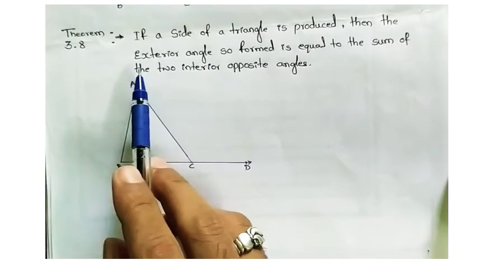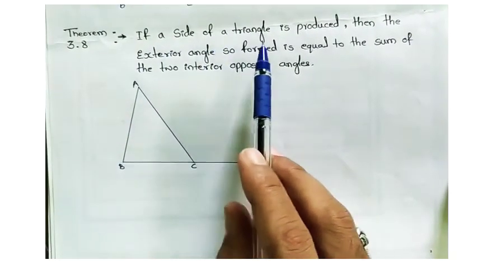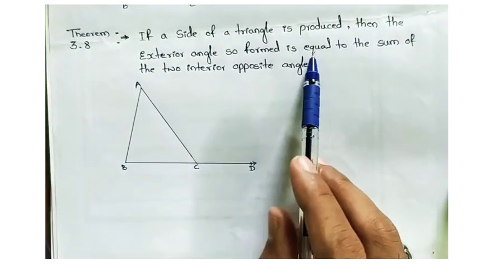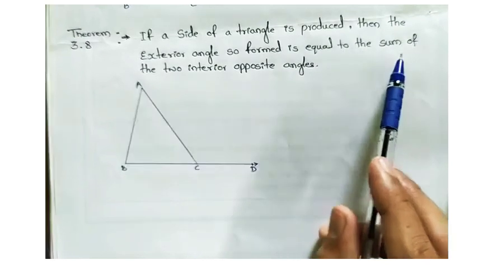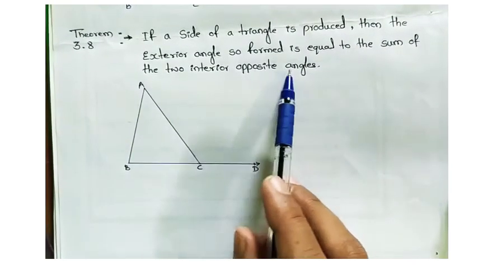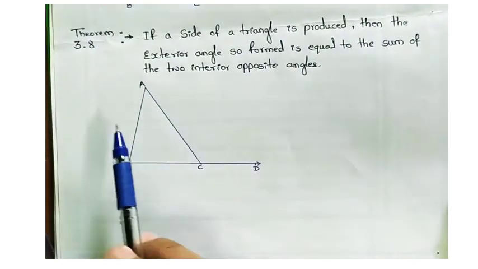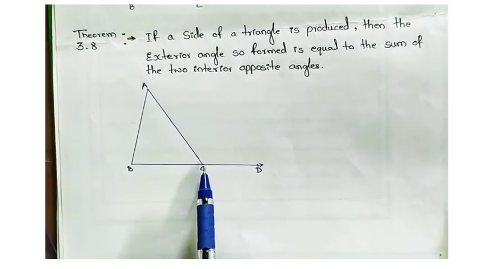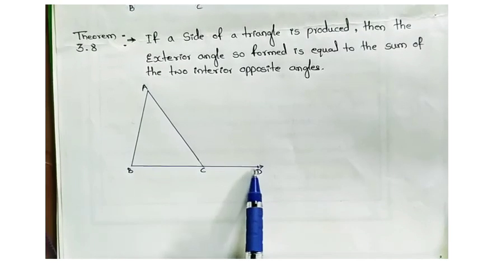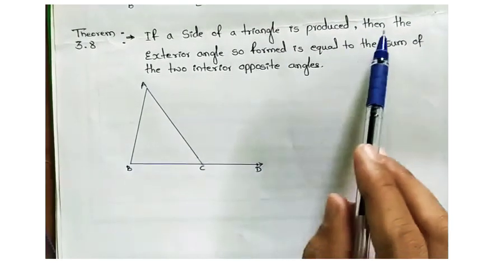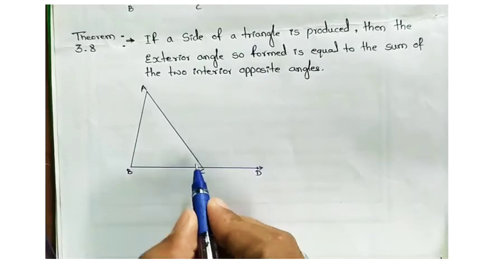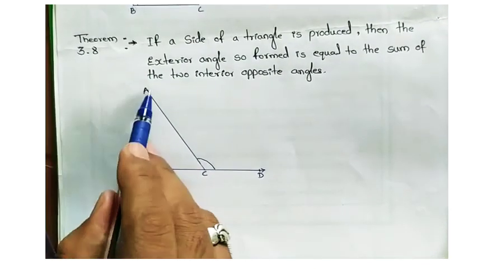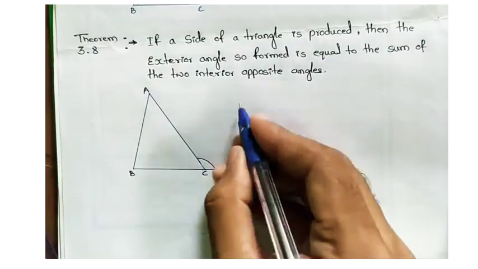The next theorem, if a side of a triangle is produced, then the exterior angle so formed is equal to the sum of the 2 interior opposite angles. So let's take the above triangle again, ABC. Here I am extending one side, that is BC extended up to D. Okay, so then the exterior angle, where is exterior angle? This is exterior. ACD. ACD is our exterior angle.